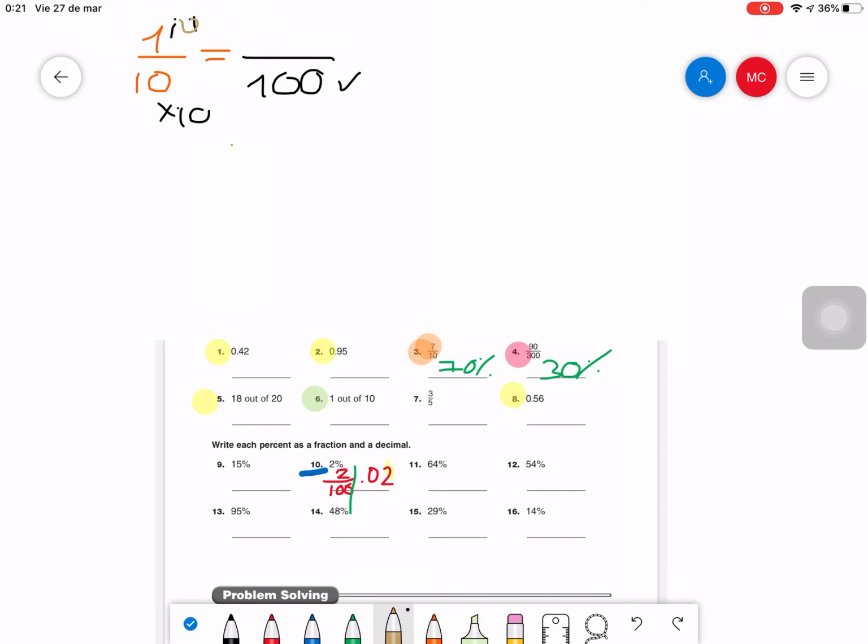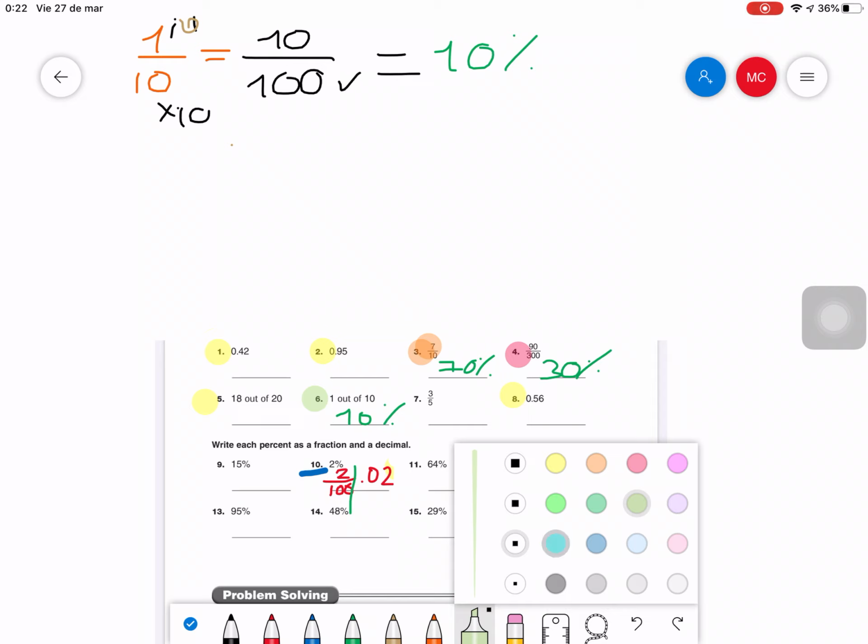well, this is a 10, okay? 1 times 10 gives me 10. So now I can easily convert that into a percentage. It will be 10%.